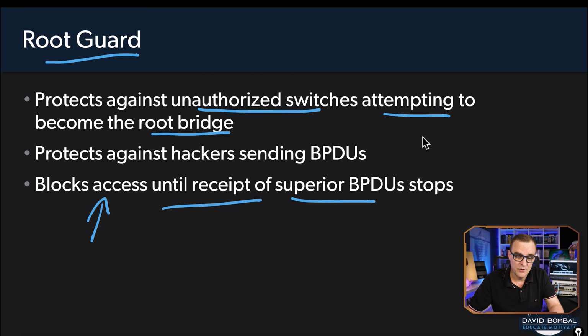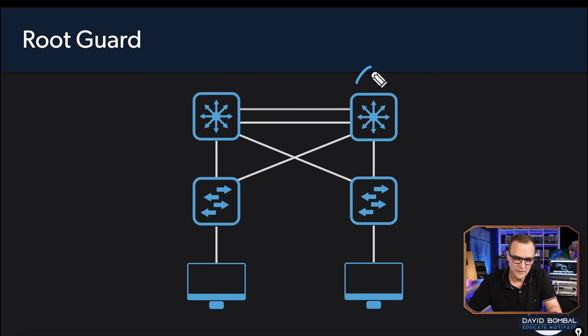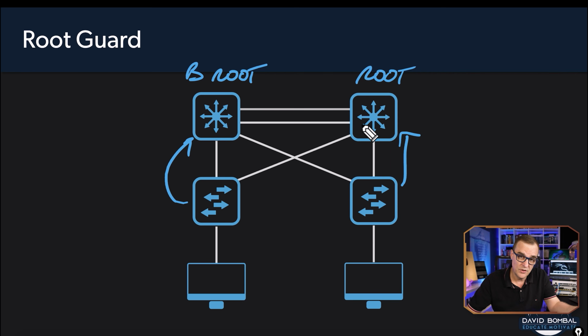So root guard is going to block access on a port until receipt of superior BPDU stops. This allows you to protect your network against hackers, which I'm going to demonstrate in this video, or switches that are introduced into the topology that have a lower priority or lower MAC address. In other words, are going to be elected as the root bridge. Now, in a spanning tree environment like this, this switch could be the root as an example, and this could be the backup root. We do not want to allow switches to tell us that they are the root bridge or root switch. Remember, bridge as a term in spanning tree is based on bridges that existed years ago. So we often talk about a root bridge rather than a root switch in spanning tree.